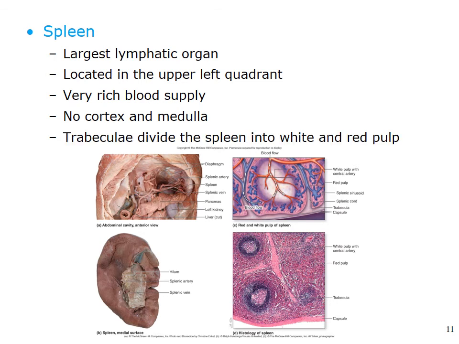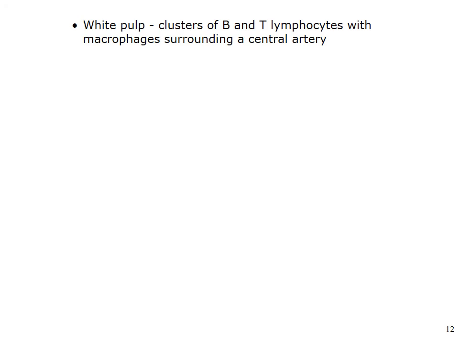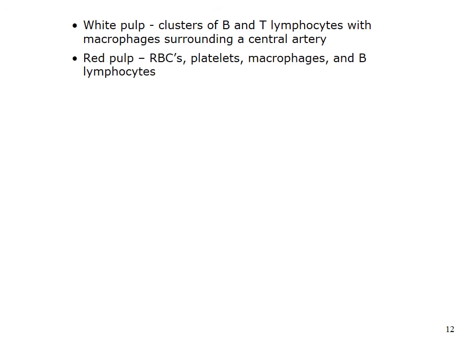And we see the presence of trabeculae that divide the spleen into what we call white and red pulp. The white pulp consists of clusters of B and T cells, also with macrophages surrounding a central artery. So here again we see a similarity to a lymph node. There are B cells, T cells, and macrophages, but note now that it surrounds an artery which contains blood, not lymph. The red pulp contains red blood cells, platelets, macrophages, and B lymphocytes.